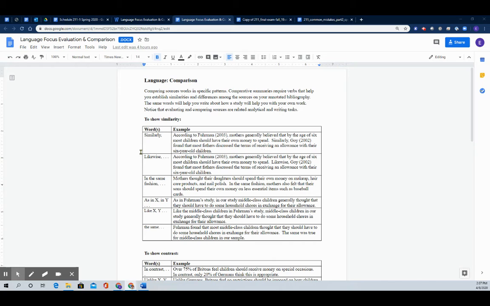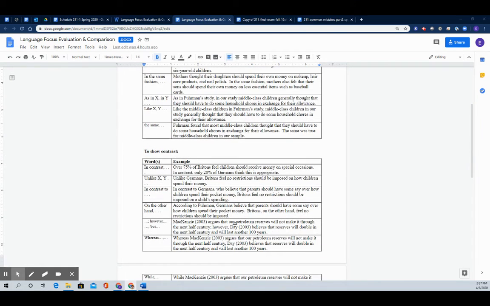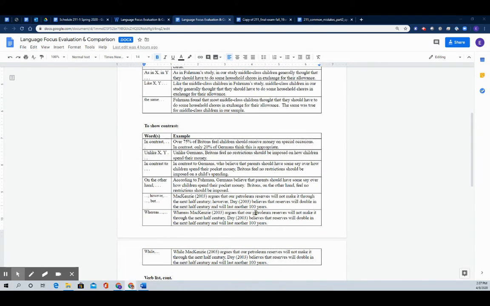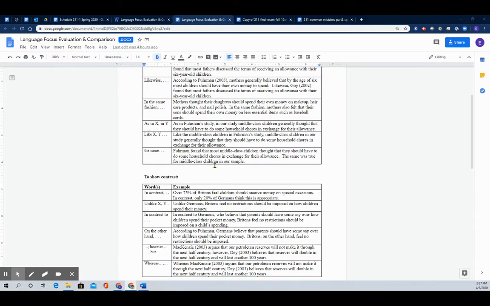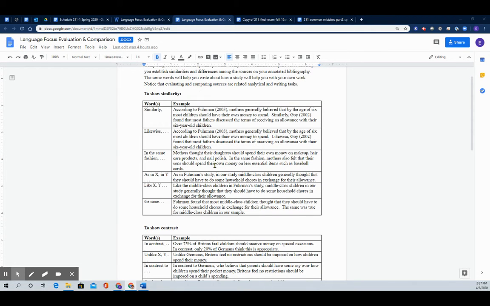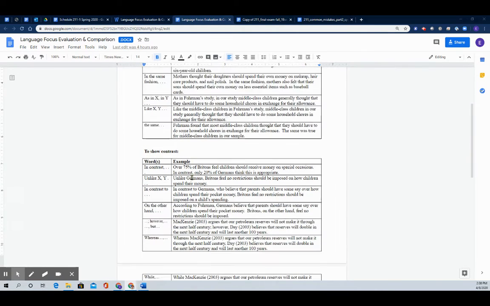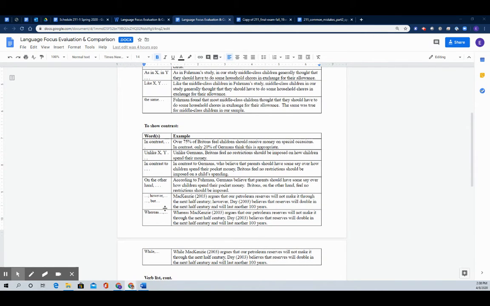that you will find in many sources. When you look at the first box, this box is on similarity, and the one down here is on contrast. So if you want to say that a couple of sources are alike, you should refer to this at the top. And if you want to say that sources are different, look down here.